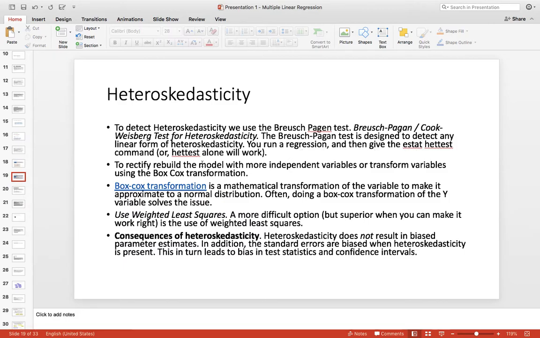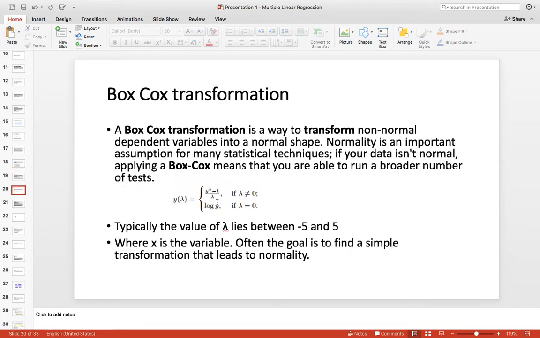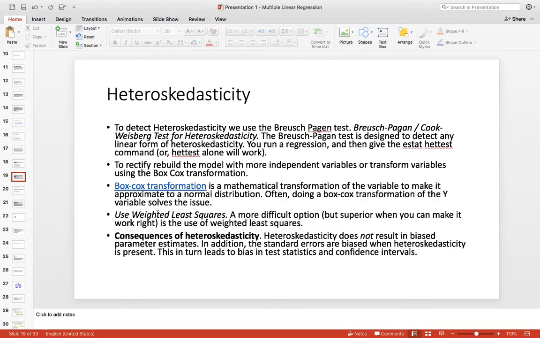To rectify, rebuild the model with more independent variables, or transform the variables using a Box-Cox transformation. Box-Cox transformation is a mathematical transformation of the variables to make it approximate a normal distribution. Often, doing a Box-Cox transformation of the y variable would solve the problem. Alternatively, you use what is called weighted least squares, a more difficult option but superior when you can make it work right.